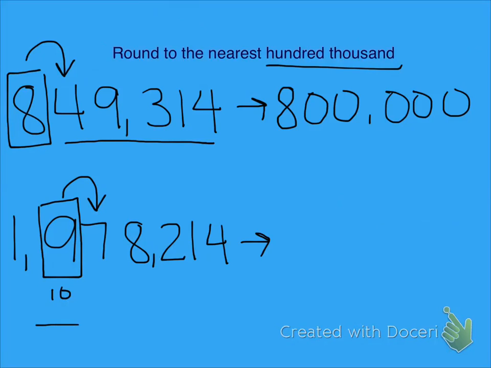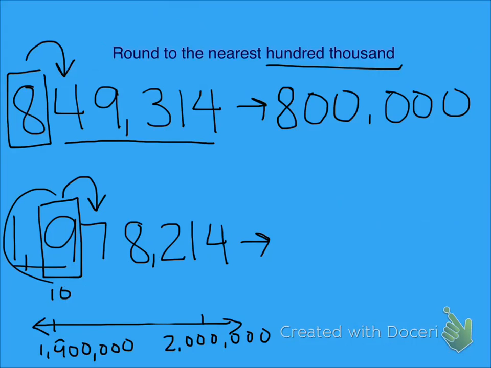This is when thinking about your number line is going to help you. If I'm counting by hundred thousands and I have 1,900,000, if I add 100,000 to that, the next number on my number line is going to be 2 million. So this number here that we're rounding would fall really close to 2 million on our number line.